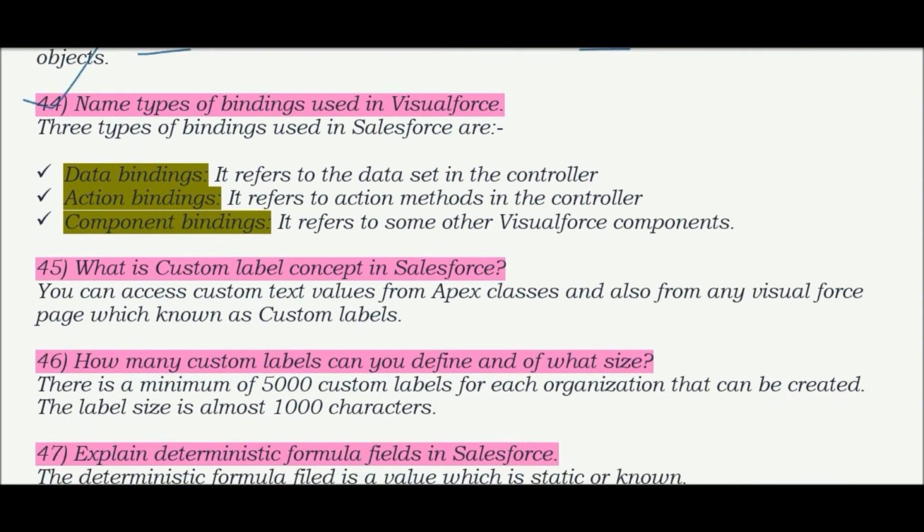Next question. Name the types of bindings used in Visualforce. Answer: Three types of bindings are used in Salesforce, and they are data bindings, action bindings, and component bindings. What are data bindings? They refer to the data set in the controller. Next one, action bindings. They refer to action methods in the controller. And the third one is component bindings. Component bindings refer to some other Visualforce components.